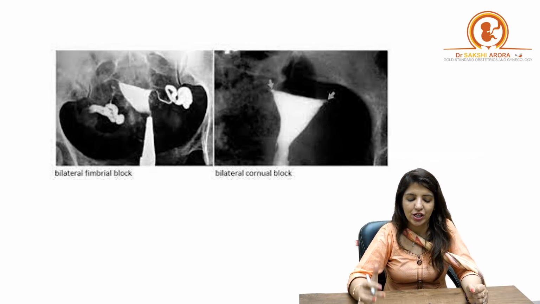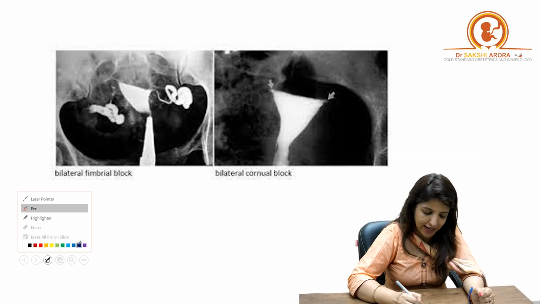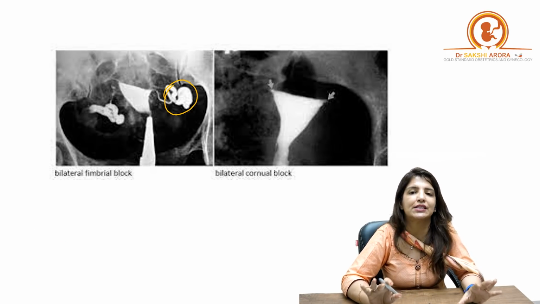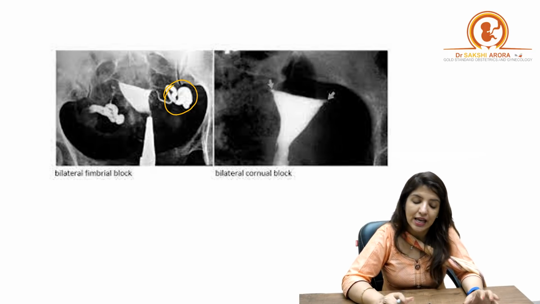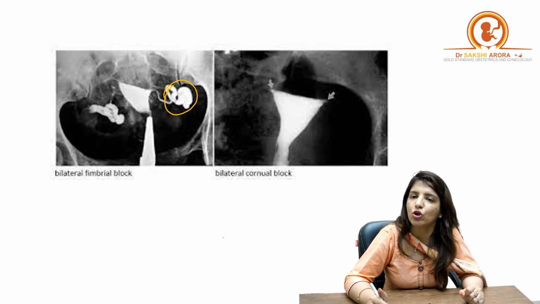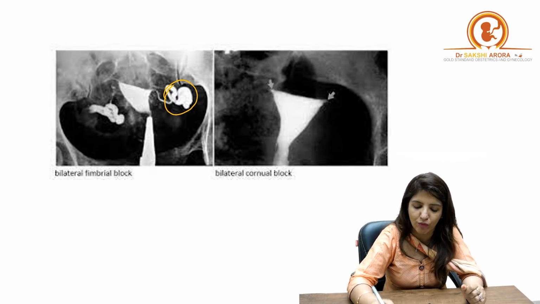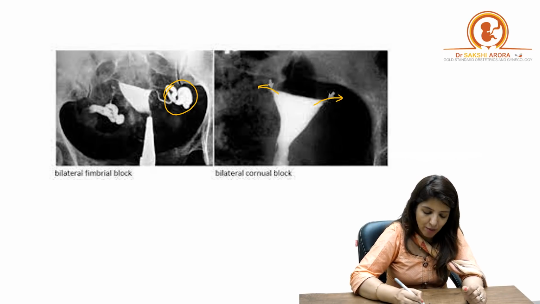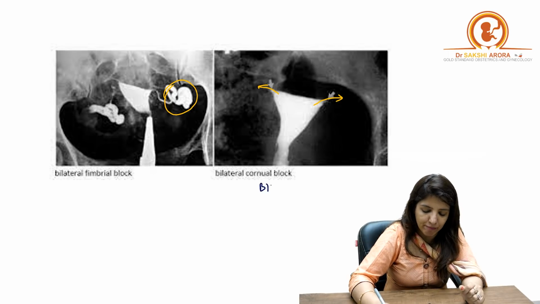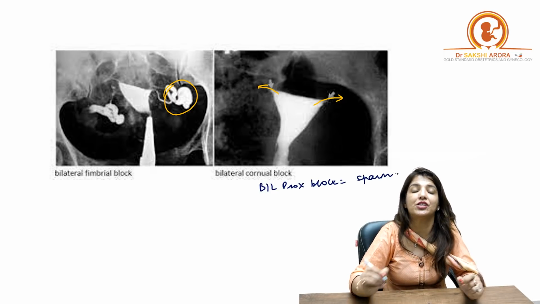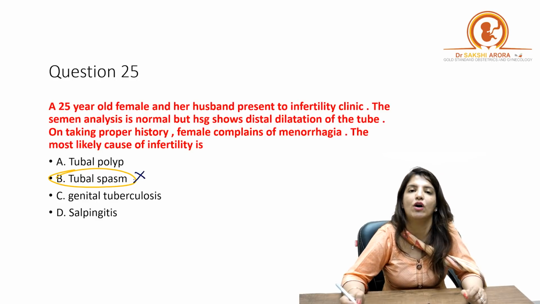So over here, when an HSG was done, you got distal dilatation. The image was not given, but they're saying distal dilatation was present. Right? So suppose it was a case of tubal spasm. When there is spasm of the tube, the dye is unable to move forward, and that is why you get proximal blockage. You get a bilateral proximal block in case of spasm. A spasm will never present with a distal block, right? So it is not a case of spasm.